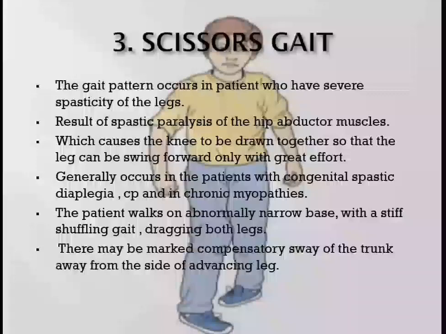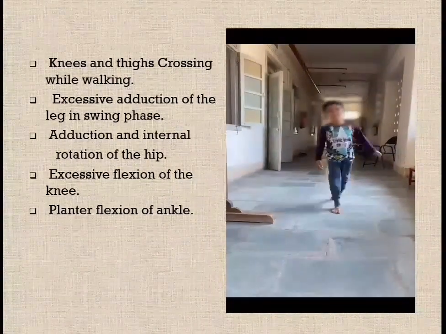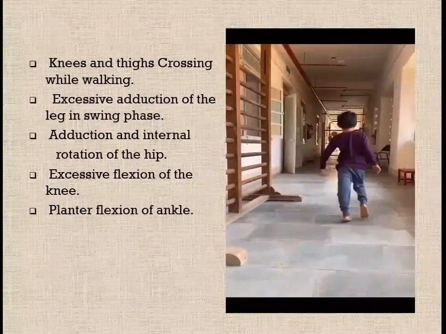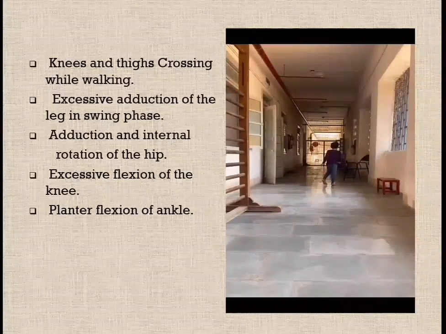The patient walks on an abnormally narrow base with a stiff shuffling gait, dragging both legs. There may be marked compensatory sway of the trunk away from the side of the advancing leg. In this video, the components are knees and thighs crossing while walking, excessive adduction of the leg in swing phase, adduction and internal rotation of the hip, excessive flexion of the knee and plantar flexion of the ankle.